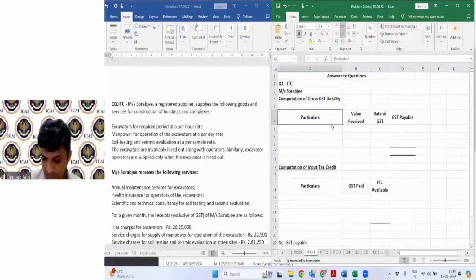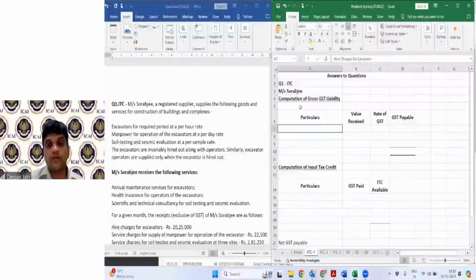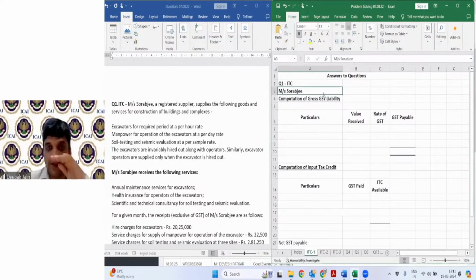Clear? First, mention the question number and mention the party name, so that the examiner who is correcting it will see the question number for sure. If you mention the respective taxpayer's name when given, it will help him connect that question and the answer where you are giving the answer for that. That will be the heading: first the question number, then the taxable person's name, the registered person's name.